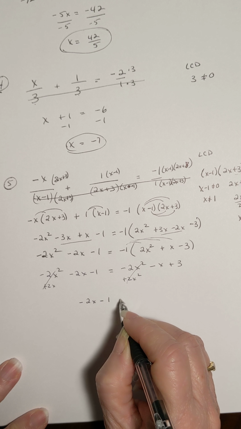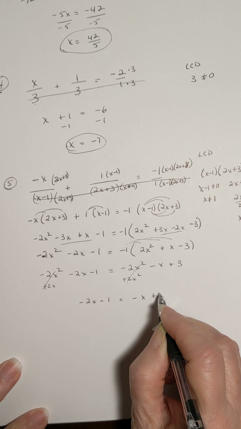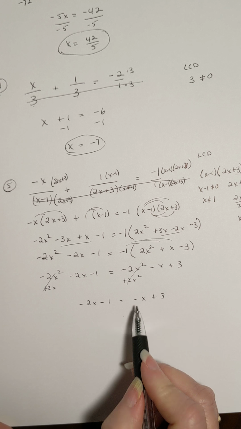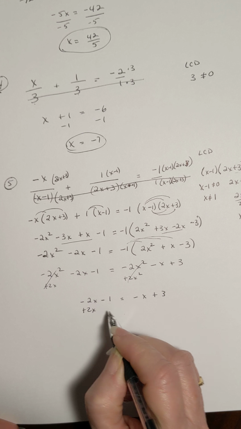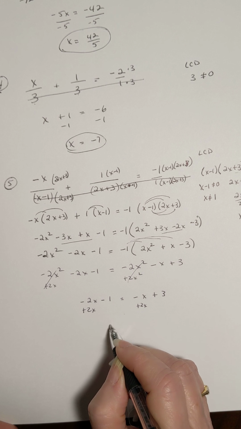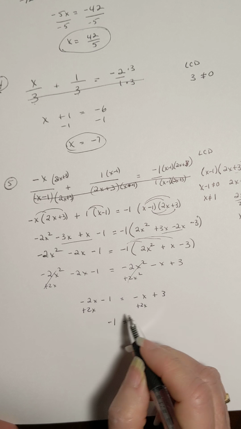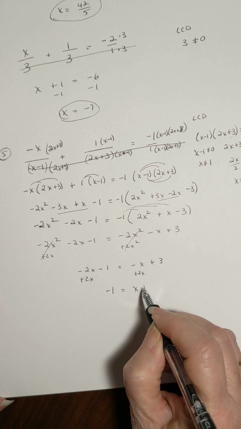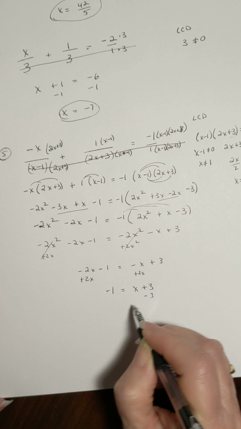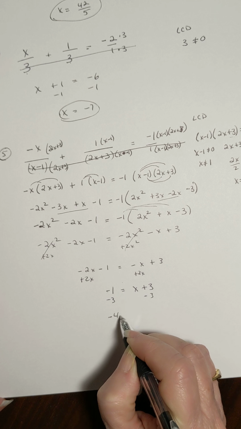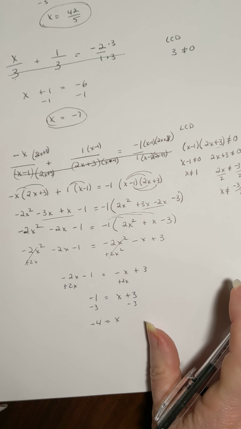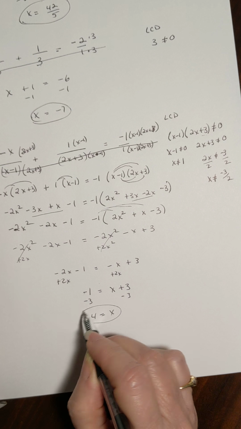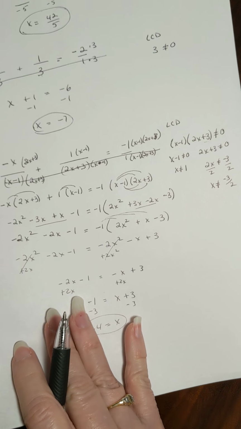I have negative 2x minus 1 equals negative x plus 3. And so since the negative 2x is smaller than negative x, I will add 2x to both sides to get rid of some of these negatives. Or I could add x to both sides. Either way, it doesn't matter. So I'll get x plus 3. And then I subtract the 3 from both sides, and I get negative 4 is equal to x. And again, I go and check, is that a restricted value? And no, it's not. So I know I'm good.